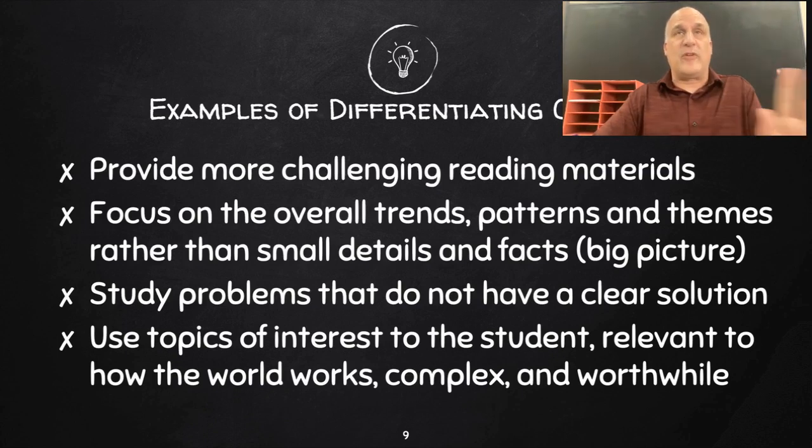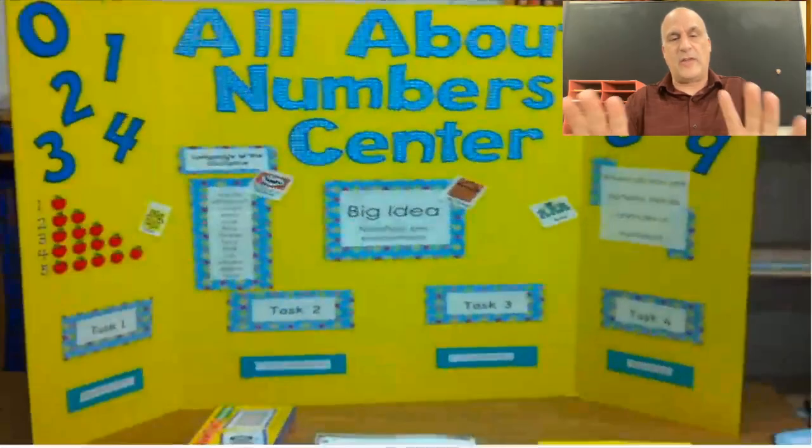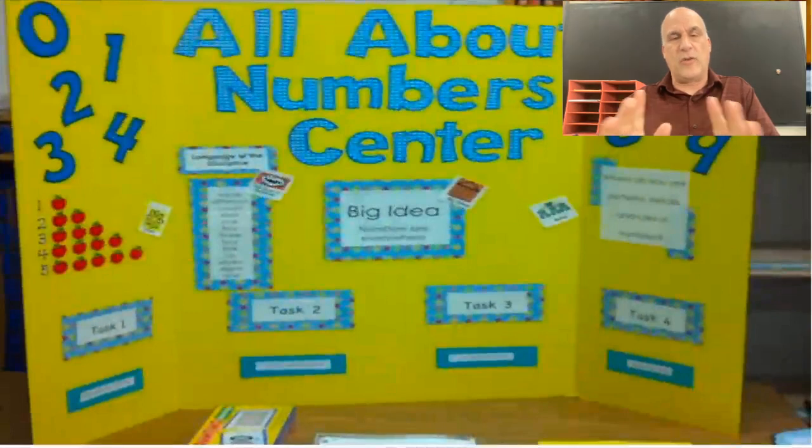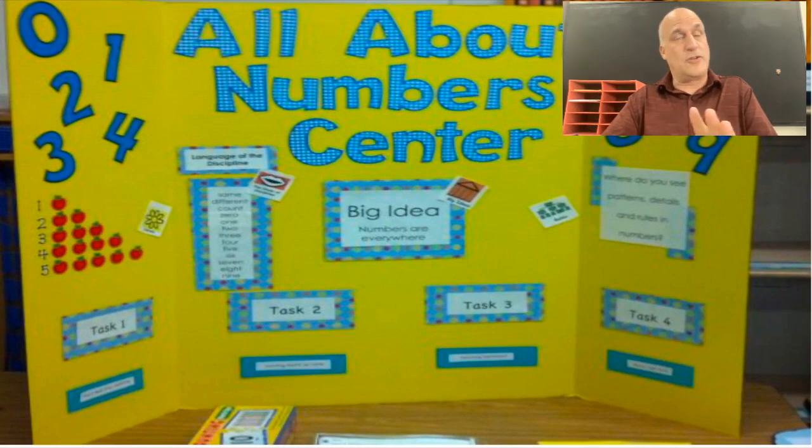Let me give you some examples at each level. At the elementary level, what differentiation of content might look like is these learning centers you see here. A student comes to this learning center and there's a big idea right in the center: numbers are everywhere. And then you have these four tasks. The way this learning center is set up, all students don't start at 1 and work their way up to 4. Some students may start at task number 3 because the other two they already understand. Some may have to start at 1 because they don't have any understanding of the concept. So students get to enter wherever they feel would be beneficial for them.